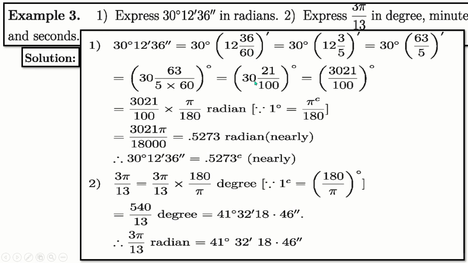By calculating, we get 13 integer 21 divided by 100, that means 30 into 100 plus 21, equal to 3021 divided by 100 degrees. And then we multiply by pi by 180, because 1 degree equals pi by 180 radians. Here is the given relation. Now calculate this and we get the result. You can use a calculator, no problem. Therefore, this is the required answer.